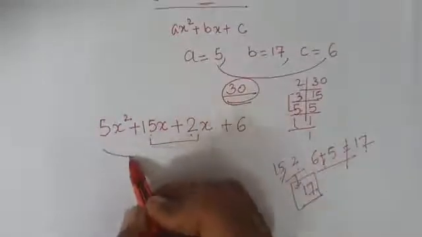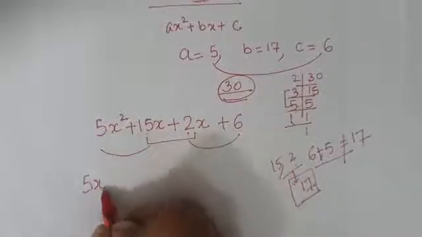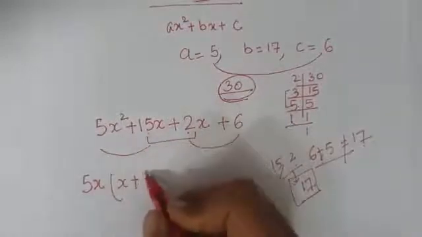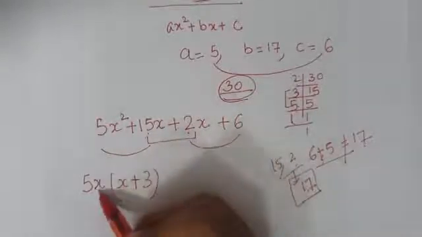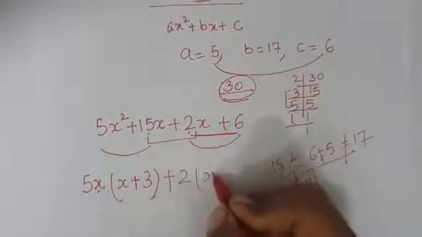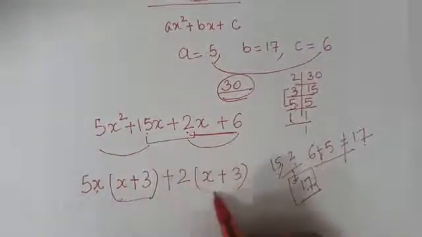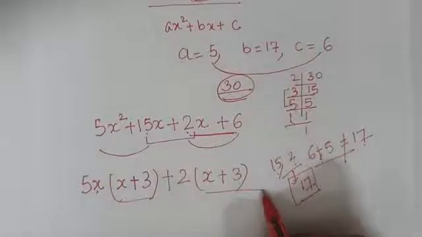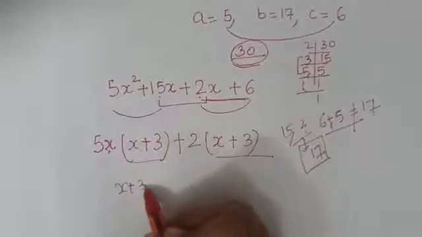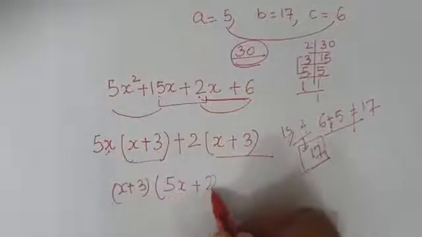Now again take two terms. Take common. 5 is common. X is common. So x plus 5, 3 is 15. X we have already taken common. Plus 2 is common. X left behind and 3 is there. These two brackets are same. We are doing correct, it means. So take x plus 3, the whole bracket common. What do we get? 5x plus 2.